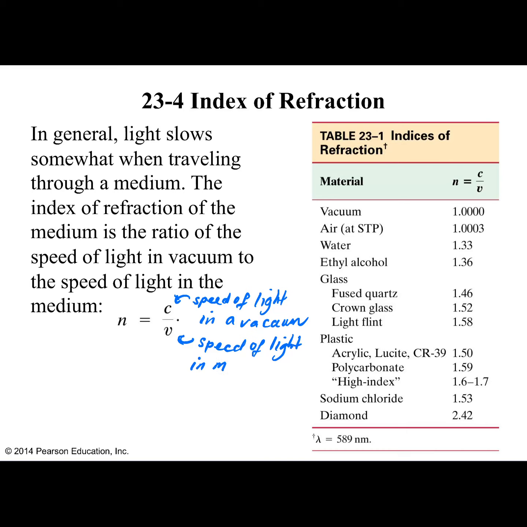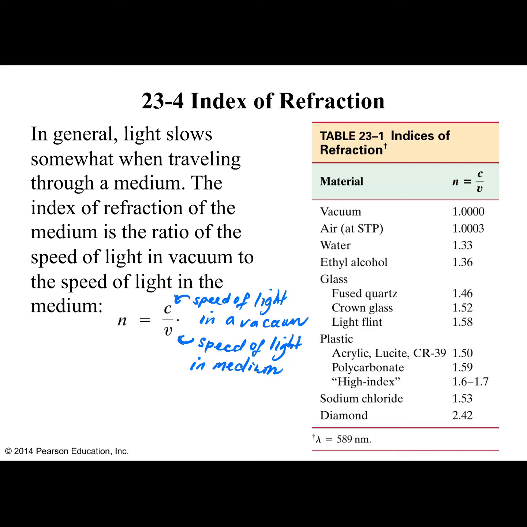So when I say in a medium, that means whatever transparent thing we're talking about. Is it glass? Is it water? Somehow that light is transmitting through. It's transparent, but it's at a different speed. And we say that the index of refraction is that ratio.